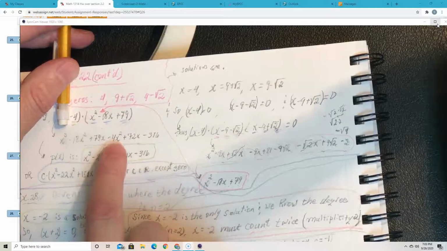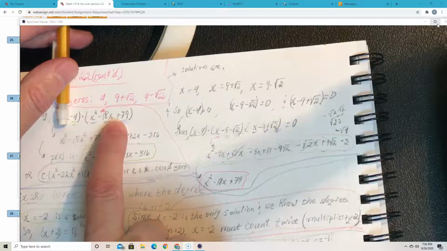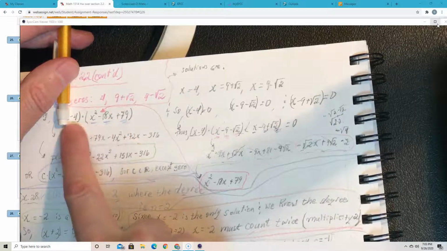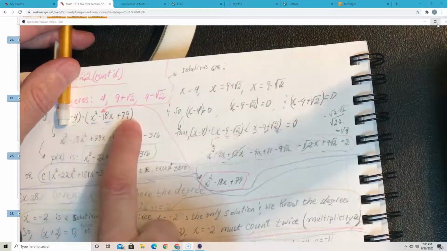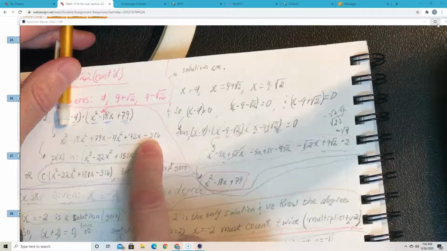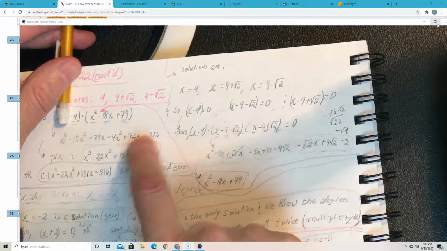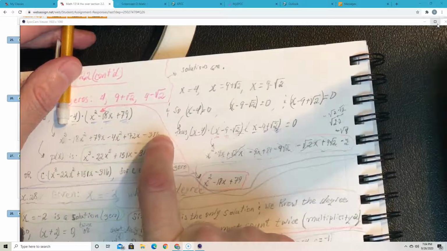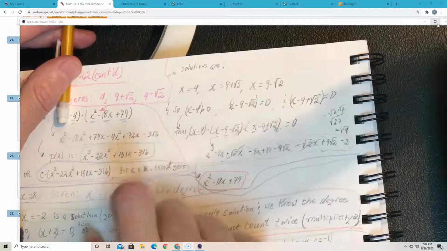Negative 4 times x squared, negative 4x squared. Negative 4 times negative 18x is positive 72x. Negative times positive is negative. 4 times 79 is 316. And now we have the other three terms written down, multiplied together and written down. So we have our 6 terms. Combine anything we can.